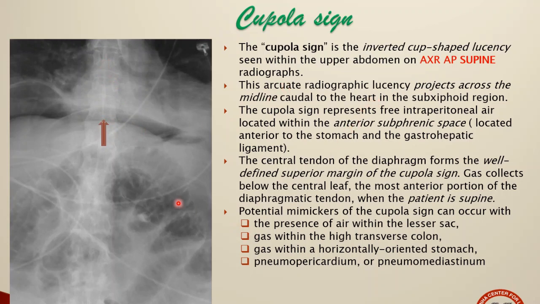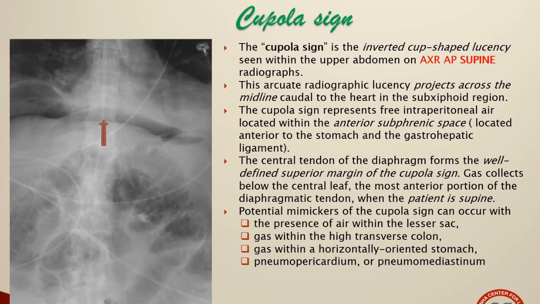So, it is a transverse lucency extending across the midline just in the subcardiac area, and it is the subxiphoid region. Now it represents what? Where is this air lying? This air is actually lying in the anterior subphrenic space, which is located anterior to the stomach and the gastrohepatic ligament. The central tendon of the diaphragm forms the well-defined superior margin of the cupola sign. So this is the superior margin formed by the central tendon, and gas collects below the central leaf, the most anterior portion of the diaphragmatic tendon, when the patient is in supine because the air tends to lie up.